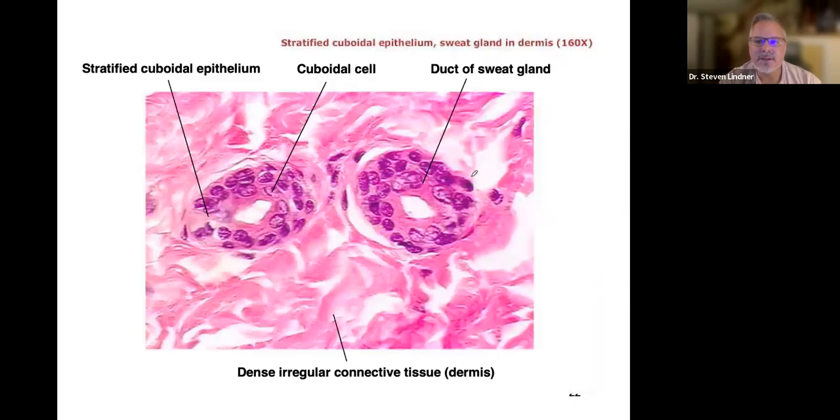Now we're looking at a sweat gland. And here's the lumen. And now we have these cuboidal cells, but they're not one layer, they're multiple layers, right? 1, 2, maybe even 3 layers. So we call that stratified cuboidal epithelium. Stratified cuboidal epithelium.